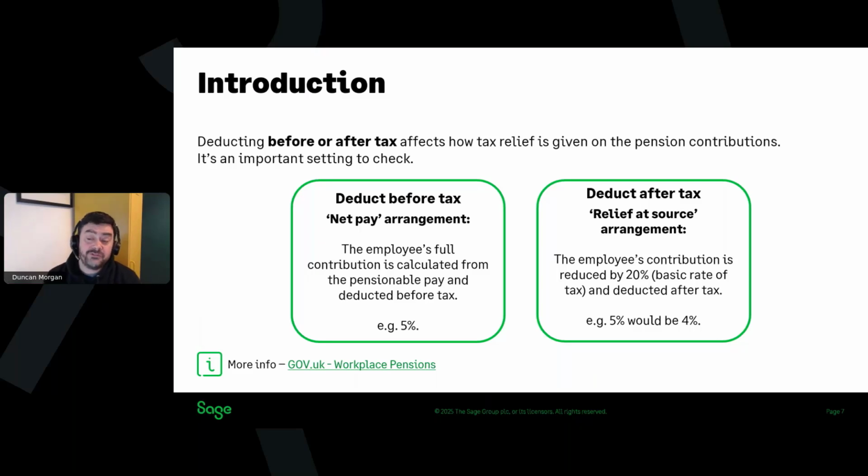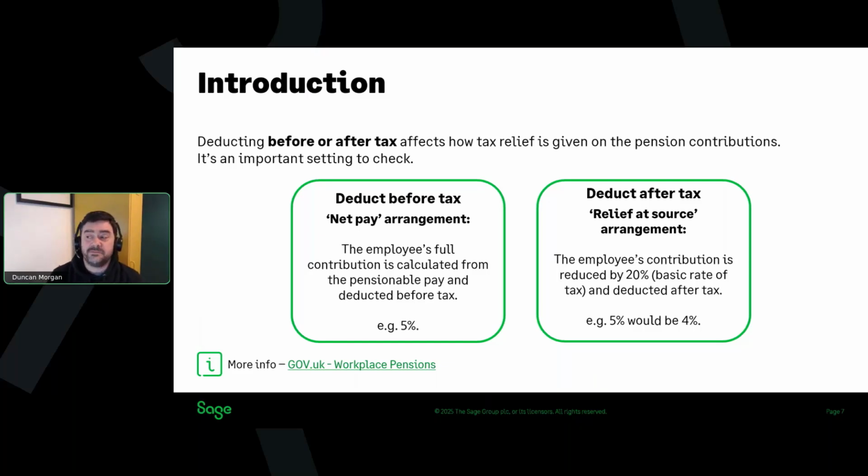So the two tax relief arrangements are deduct before tax, which is known as a net pay arrangement. And this is where the employee's full contribution is calculated from the pensionable earnings, and that deduction is made from the employee before tax is calculated. So if you've entered a 5% contribution, that full 5% will be deducted from your employee's taxable pay.